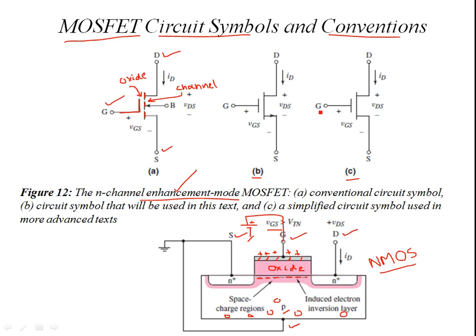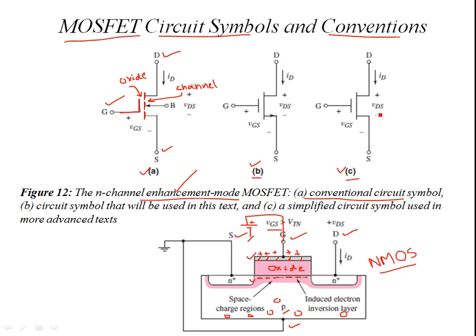Okay, don't confuse that these are depletion modes. These all are enhancement modes. Just the conventions are a little bit different. You see the part A says this is the conventional circuit symbol. Okay, so this dotted line is your channel. Then you have the oxide in between. So there's a separation between this gate and the channel. You have this much thick oxide. So there is separation. Okay, so this solid line is the gate.